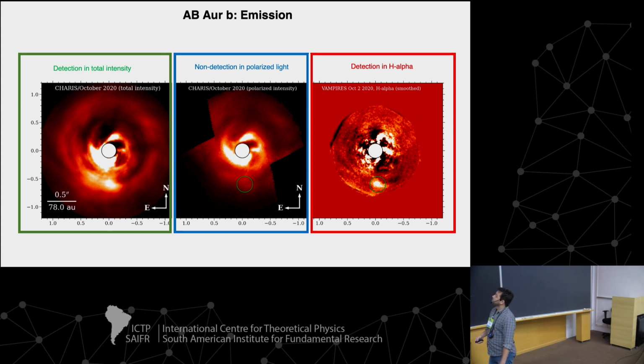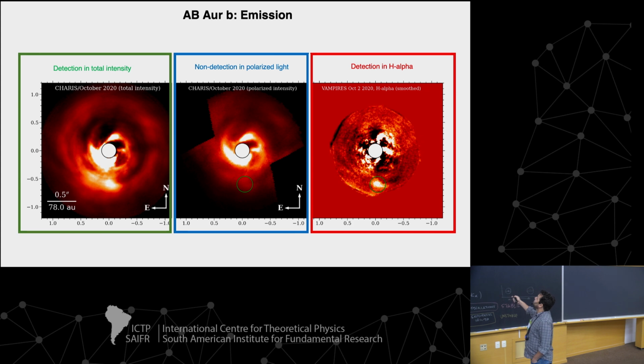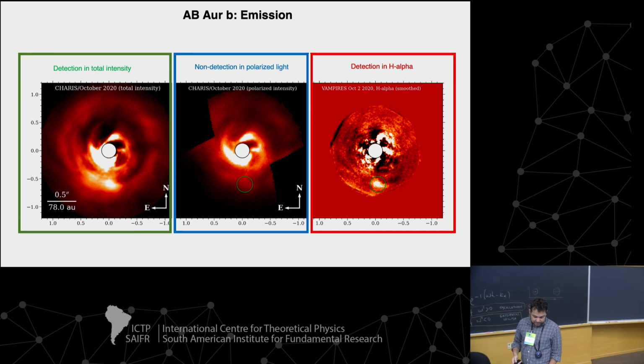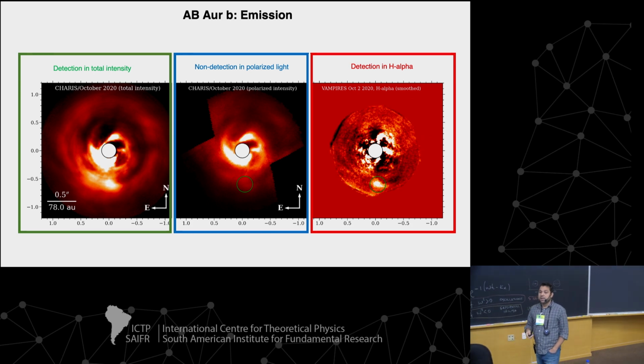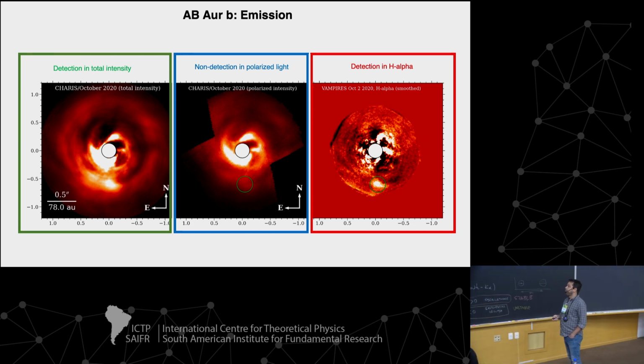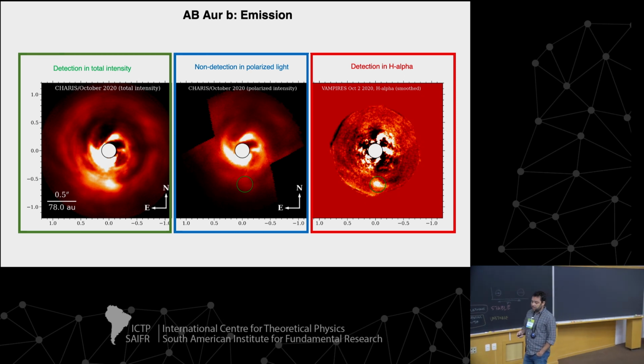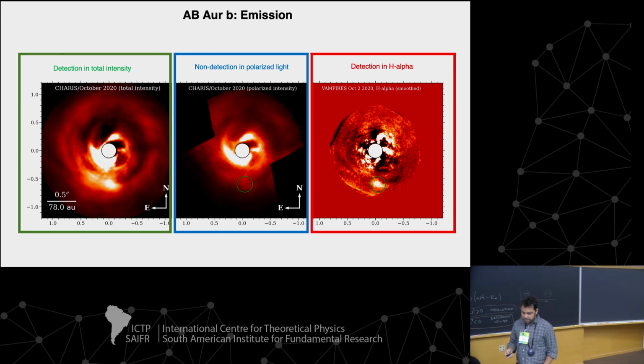Another sign here that this is a planet is that there is no detection in polarized light, whereas you have a detection in total intensity here. So not having polarized light here means that the light that you're seeing is not just scattering, right? The scattered emission will be polarized, whereas thermal emission will not. So there is a mix here of both.